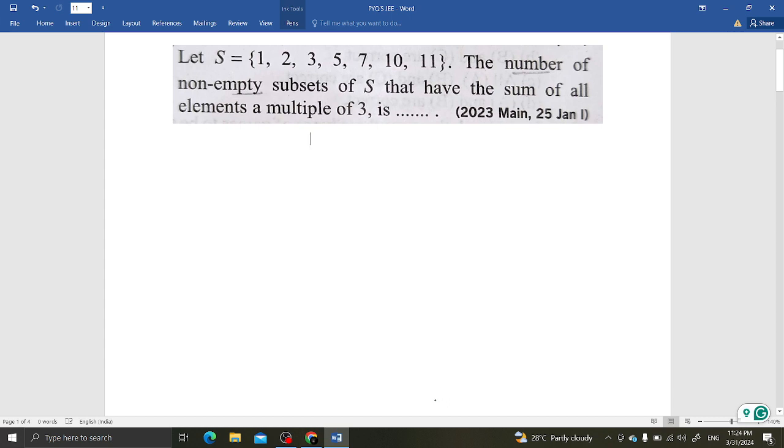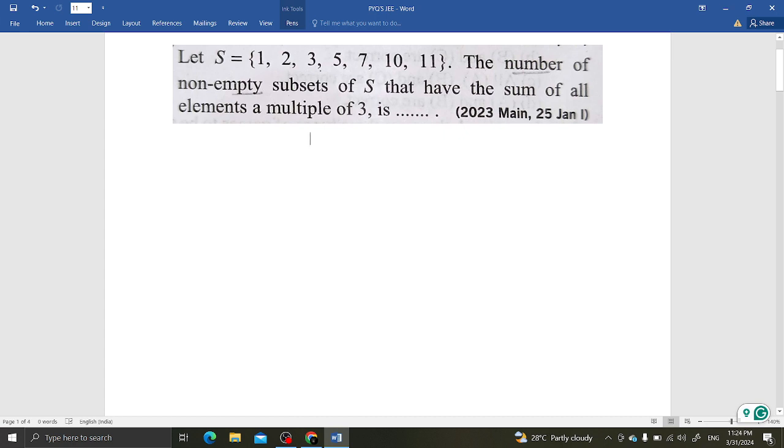In this video lecture, I'll discuss another question from the topic set, which came in IIT JEE Mains 2023, on 25 January, the first shift. Okay, so without further ado, let's get started.